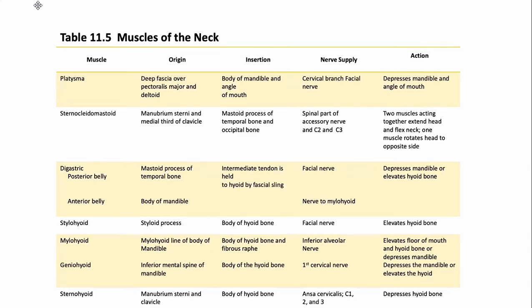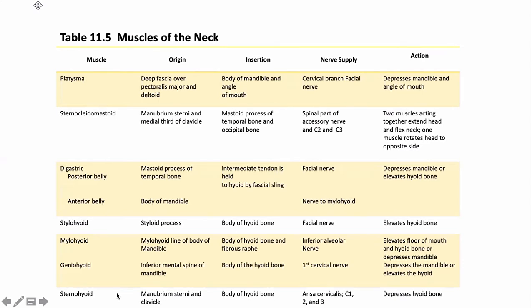The geniohyoid origin is from the inferior mental spine of the mandible. It is inserted into the body of the hyoid bone. The nerve supply is from the first cervical nerve. The action is to depress the mandible or to elevate the hyoid bone.